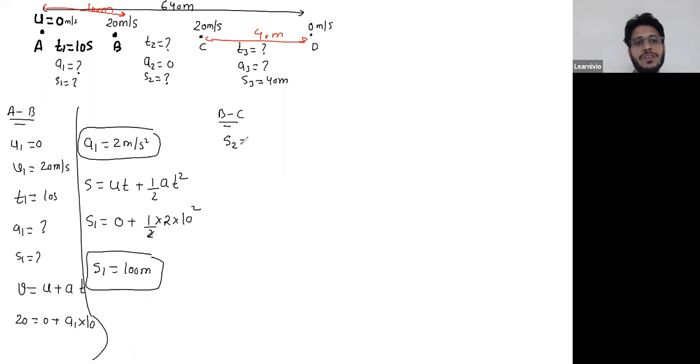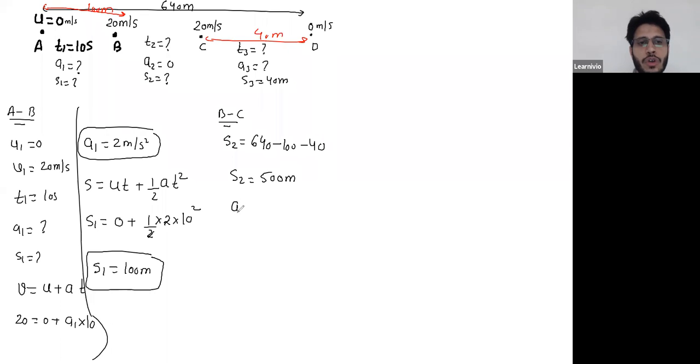Distance from B to C, S2, is 640 in total. Minus the distance covered from A to B, which is 100, minus the distance covered from C to D, which is 40. So your S2 comes out to be 500. That is your S2, which is 500.